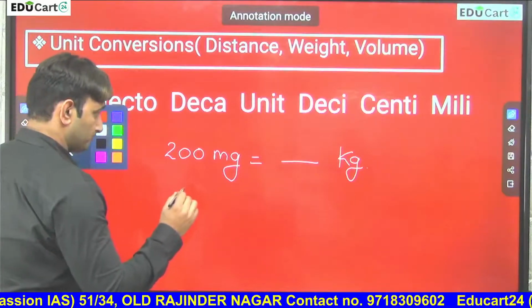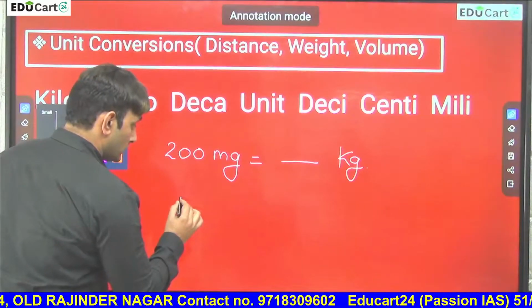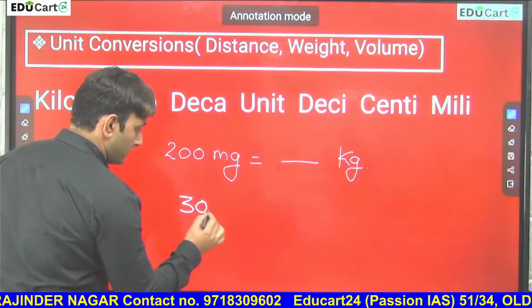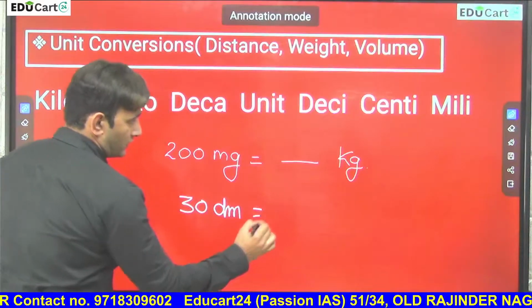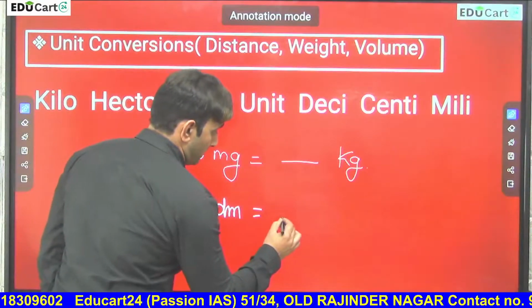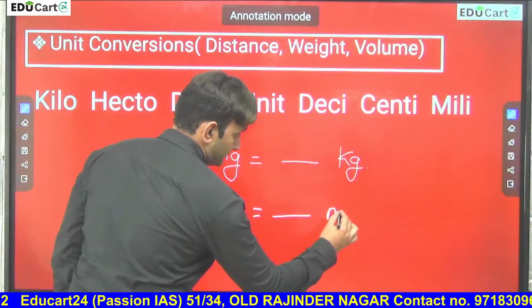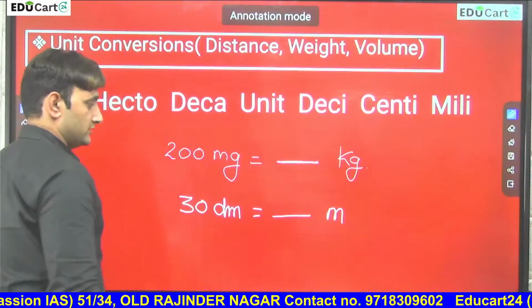Then 30 decimeter is equal to how many meters? 30 decimeter is how many meters?